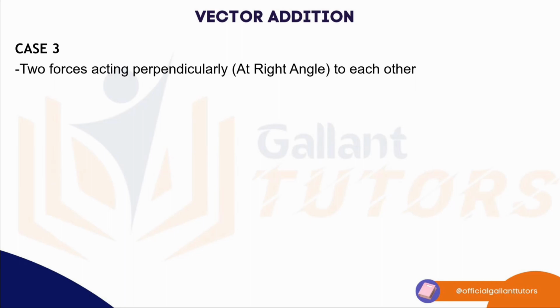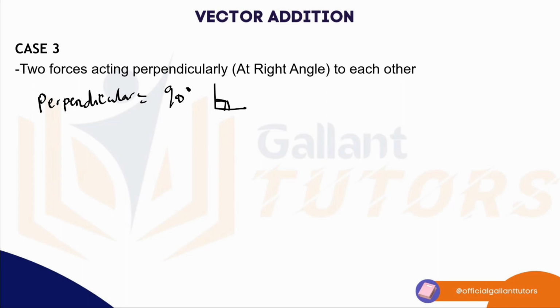What it said: two forces acting perpendicular to each other. So first, when they say perpendicular, what comes to your mind? Alright, when they say perpendicular, they mean at 90 degrees. So either they say perpendicular or right angle, right? It both means 90 degrees. 90 degrees looks somewhat like this, right?